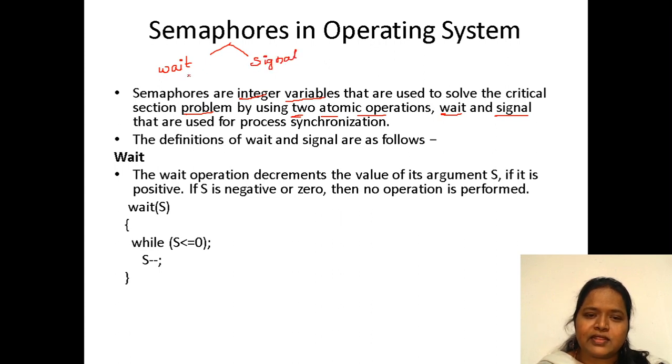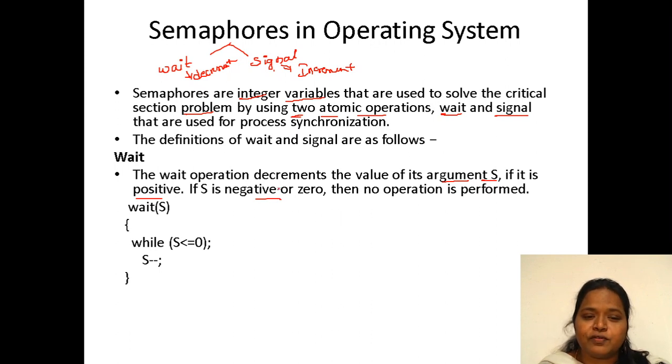In short, wait means we will decrement, and signal means we will increment. These are the two atomic operations we use in semaphores in order to solve the critical section problem. What is the definition of wait? Wait means we decrement by 1 and signal means we increment by 1. The wait operation decrements the value of its argument s if it is positive. If s is negative or 0, we do not perform any operation.